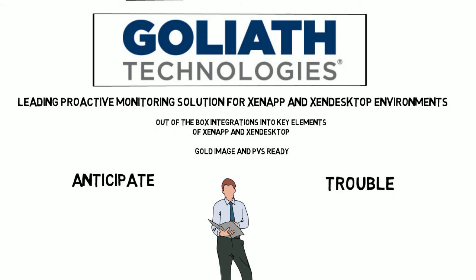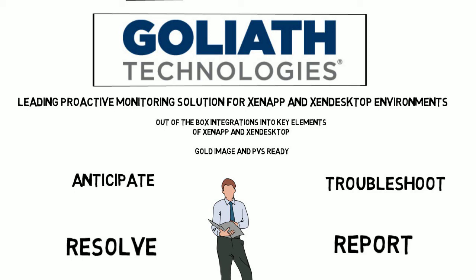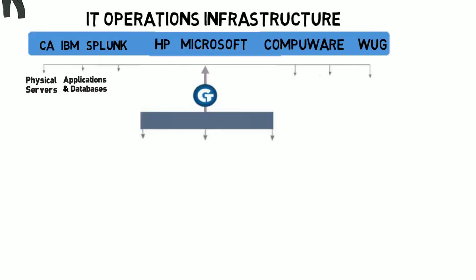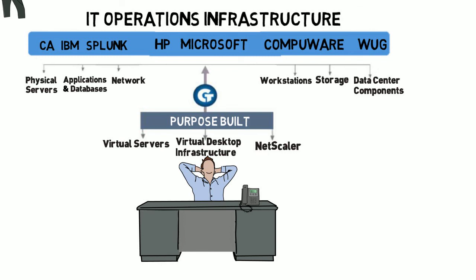Troubleshoot with real-time dashboards and out-of-the-box reports like daily health checks to analyze trends that can indicate performance issues. Resolve problems by identifying root cause and implementing fix actions. Plus, I can hand my boss an easy-to-read report that details all these issues. Thanks to Goliath Technologies, I can be proactive. Users are happy, and I get alerts from Goliath, not from them.